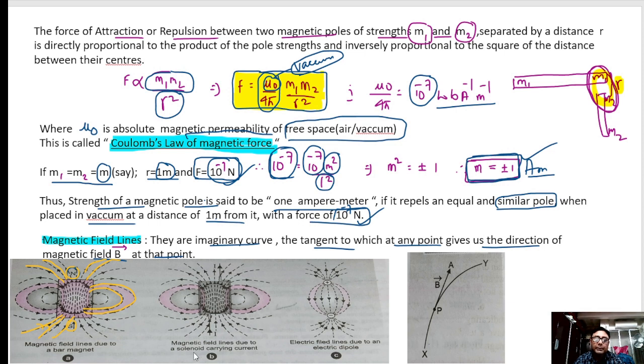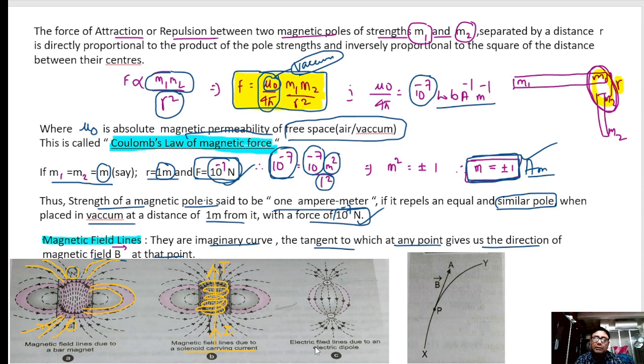Similarly, magnetic field due to a solenoid carrying current. So this was the solenoid which is carrying current. So here the current is flowing like this. This is the current flowing through the solenoid. This is the solenoid. Okay. So this is the magnetic field which will be formed around the solenoid.